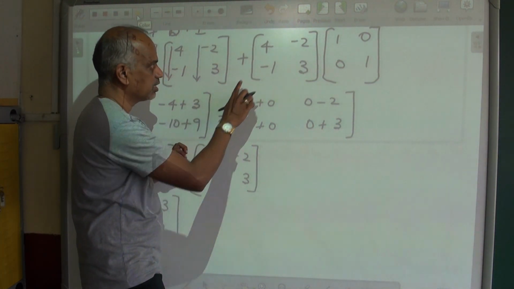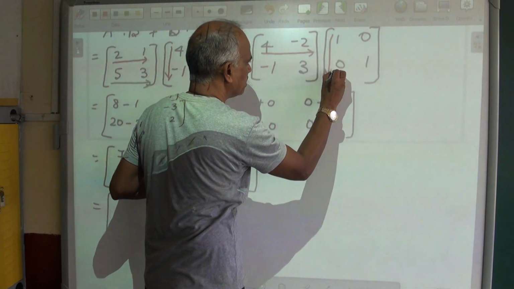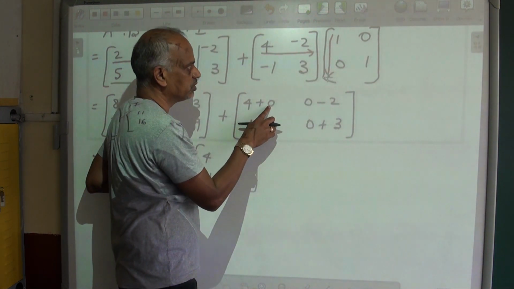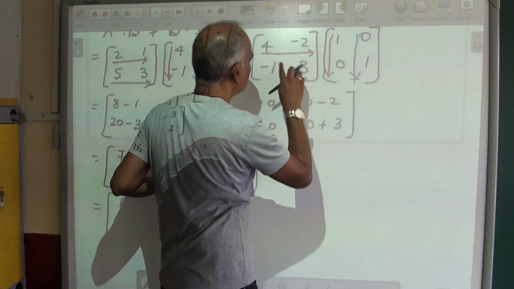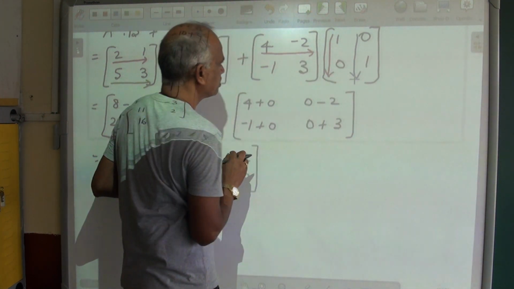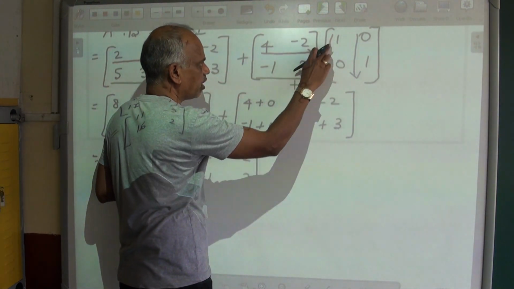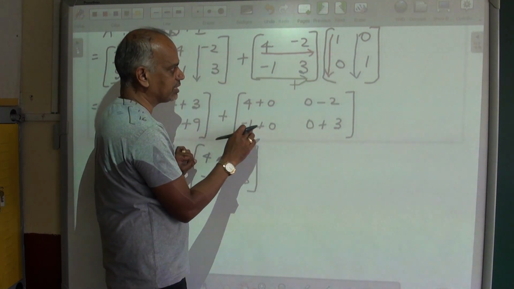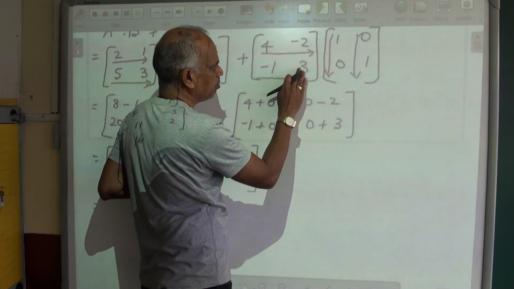Similarly, multiply these. That's first row with first column, that's 4 into 1, which is 4, plus minus 2 into 0, which is 0. Then first row with second column, 4 into 0, which is 0, plus minus 2 into 1 is minus 2. Then second row with first column, that is minus 1 into 1, which is minus 1, plus 3 into 0, which is 0. And lastly, second row with second column, that is minus 1 into 0, which is 0, plus 3 into 1, which is 3.